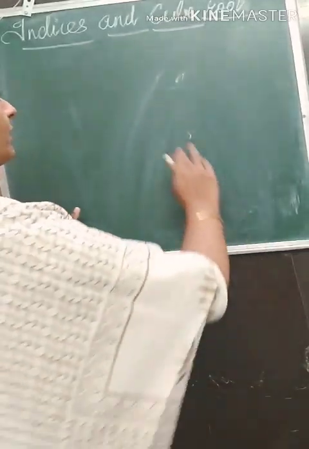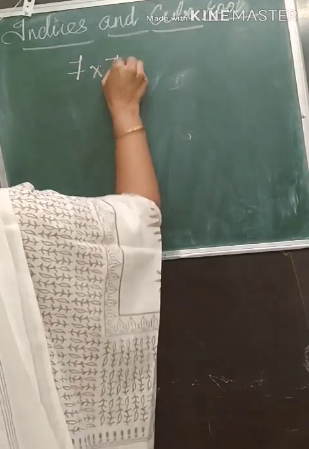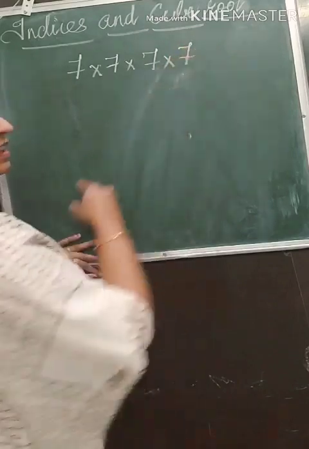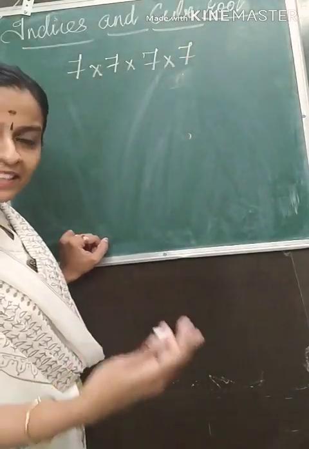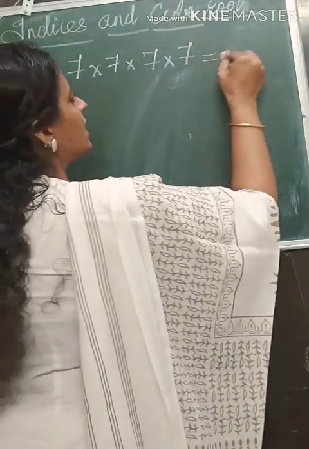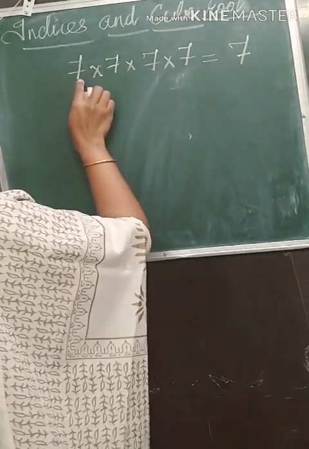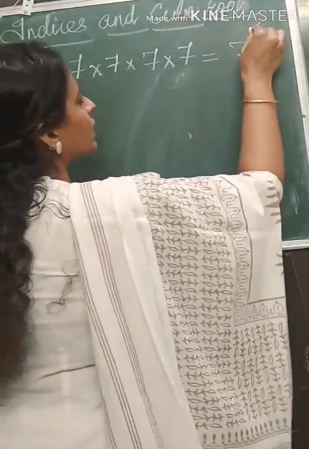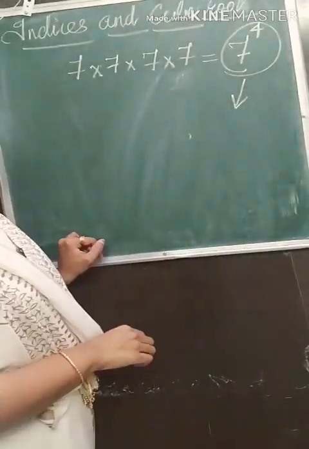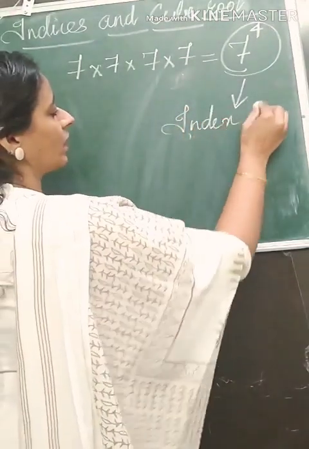Suppose you write a number, any number, in this form. Let us consider 7 into 7 into 7 into 7. Now this can be written in the form of an index, or index form, as 7 raised to, how many times are we multiplying 7? 1, 2, 3, 4. 7 raised to 4. So this form of a number is called index form.